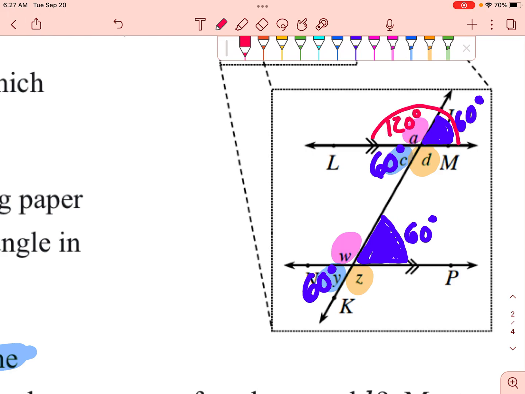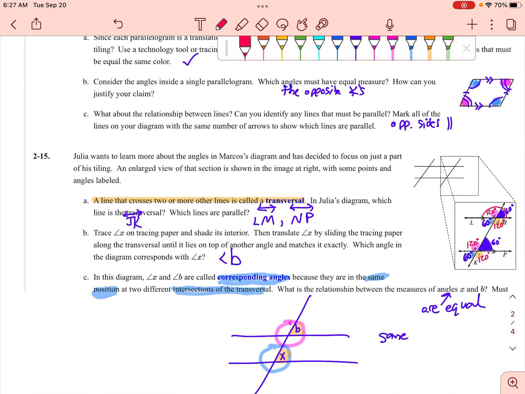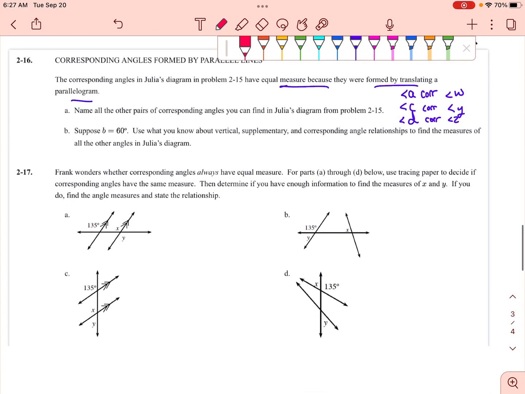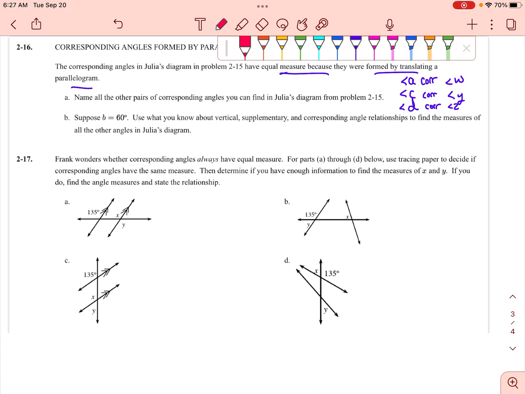If A is 120, it's corresponding with W. So W is 120. And then D is vertical, so that's 120. And Z is vertical, so that's 120. And again, you guys can pause this and play it back if you need to. But those should be all of your angle measures. So corresponding angles will always have an equal measure.